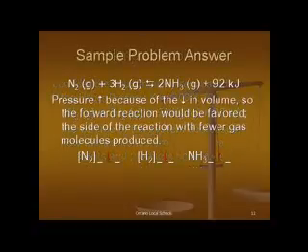Okay, let's see if your answers match mine, and maybe even your enthusiasm will match mine. Let's take a look. Well, pressure increases because of the decrease in volume, so the forward reaction will be favored, the side with fewer gas molecules. So your concentration of nitrogen should decrease, concentration of hydrogen should decrease, and your concentration of ammonia should increase. If you agree with me, then you're in good shape because that's the right answer.